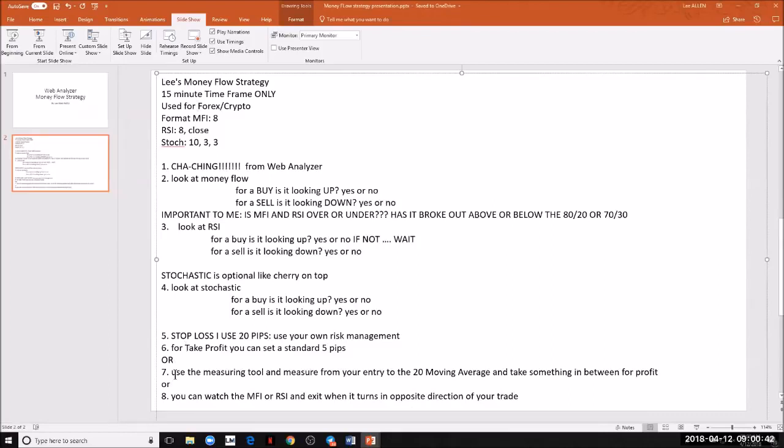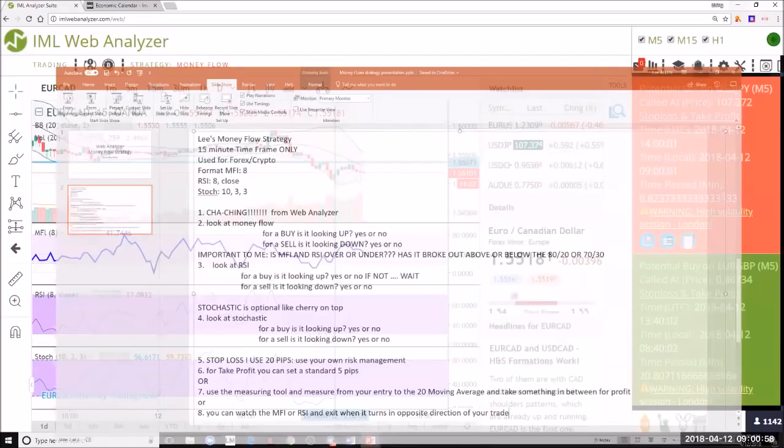And let's see. So basically, these are your exit strategies here. And I'm not going to put on there, ride it to the other side. I'm not going to put that on there. All right.